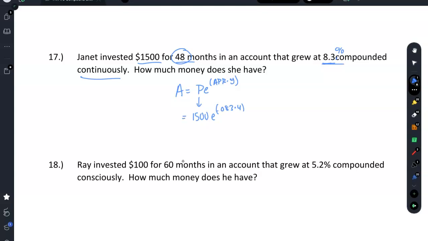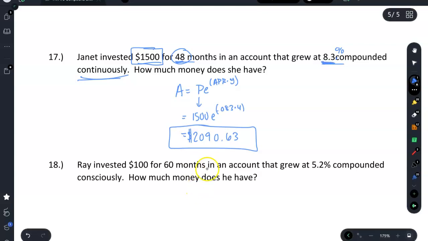So 1,500 times E raised to the 0.083 times 4. And I get 2090.63, and that would be $2,090.63. 4 years compounded continuously. If I had $1,500 at 8.3%, that's how much money I would have.